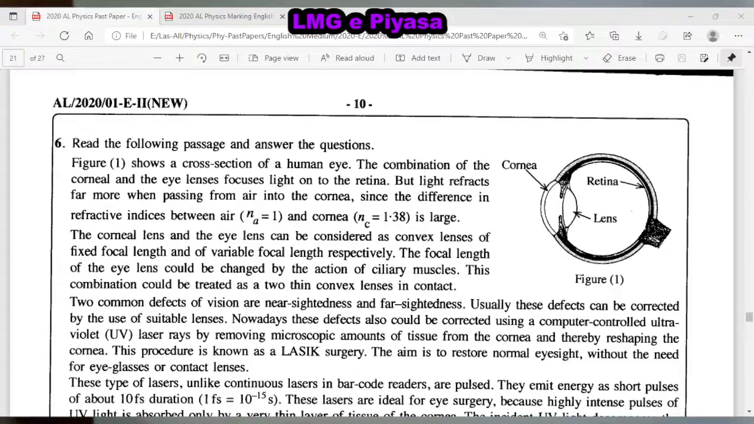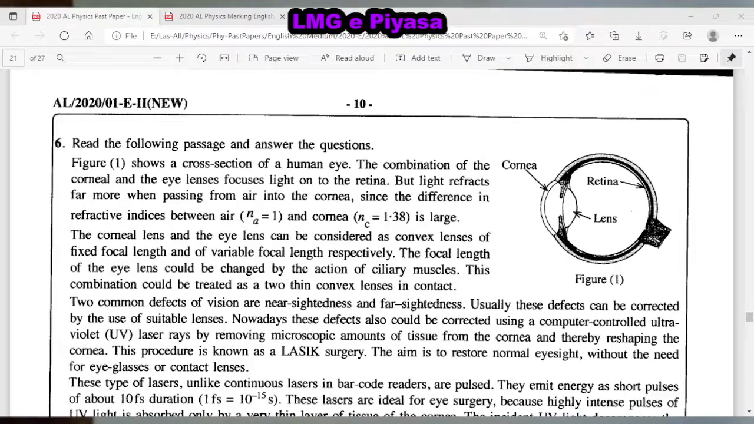The corneal lens and the eye lens can be considered as convex lenses of fixed focal length and of variable focal length respectively. The focal length of eye lens could be changed by the action of ciliary muscles. This combination could be treated as two thin convex lenses in contact. Two common defects of vision are nearsightedness and farsightedness. Usually these defects can be corrected by the use of suitable lenses.